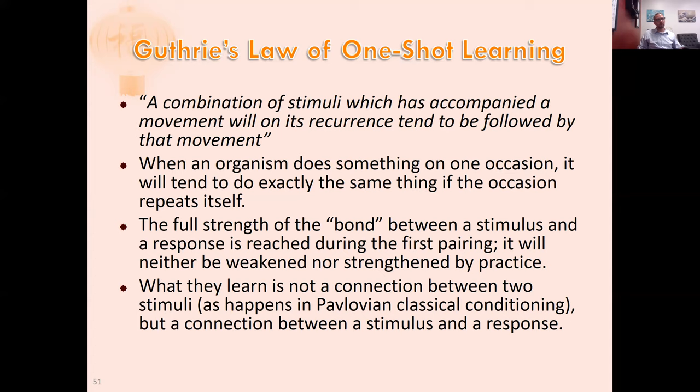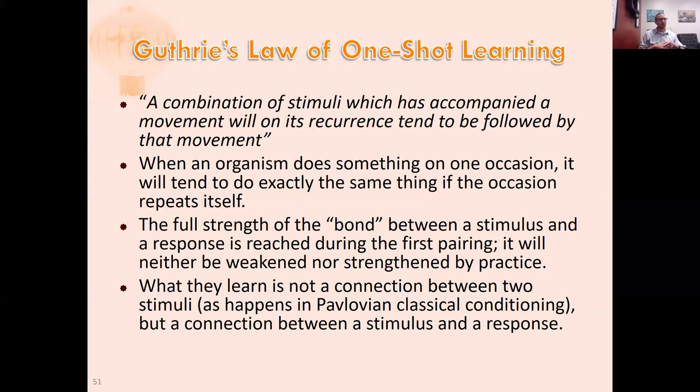So what that actually means is that if you are experiencing certain stimuli and you do something, then if you were to experience those stimuli again, you'd likely do exactly the same thing. He argued that the bond between a stimulus and a response is either all or nothing. It's full strength once it's learned. So if you have some stimuli experience and you do something, that connection between the stimuli and your action is, again, all or nothing: you learn it or you don't learn it.